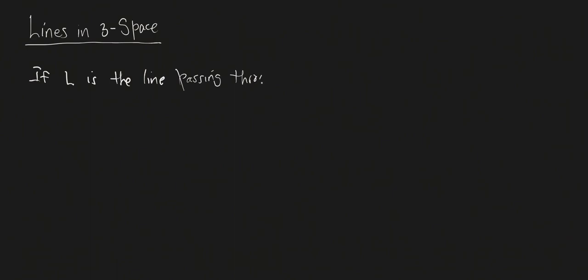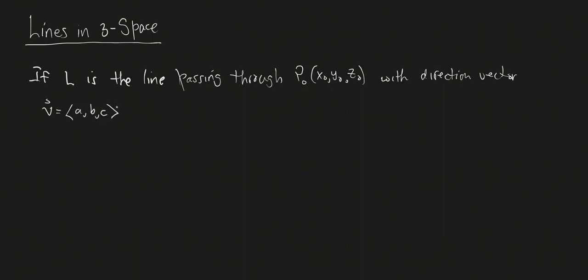passing through, and let's say we have our point, let's just call it P0 with coordinates x0, y0, z0. So if L passes through this point with direction vector, and again, we'll use the same notation as we did previously, but just add that third dimension to indicate that we are in 3 dimensions. So this is our point, and this is the direction vector.